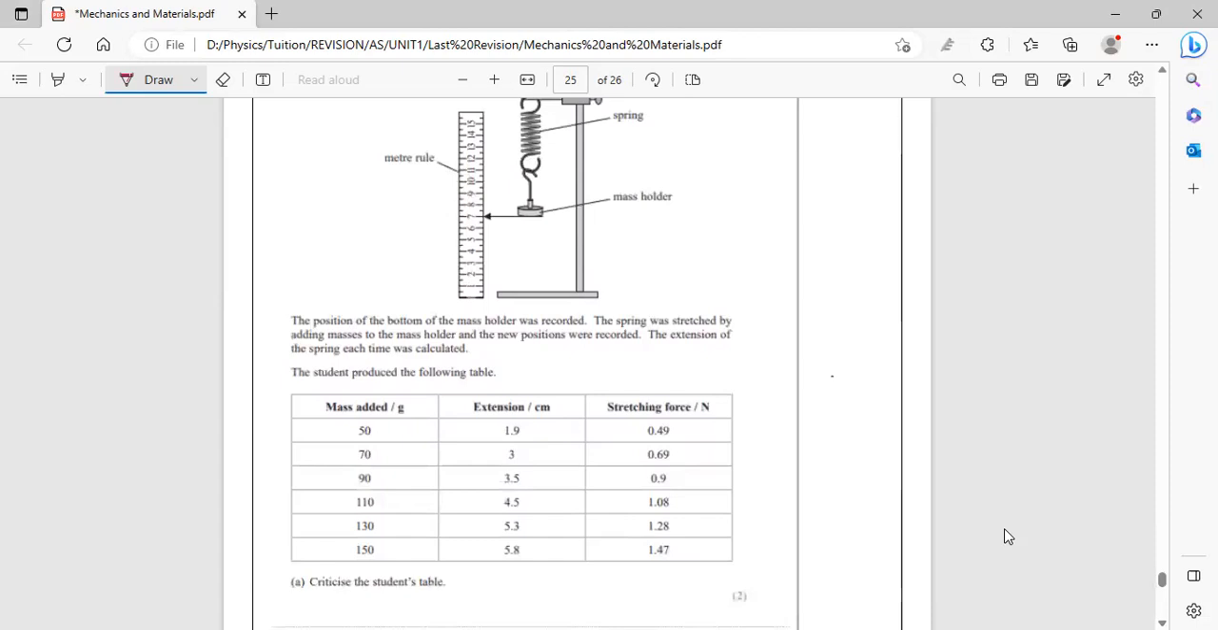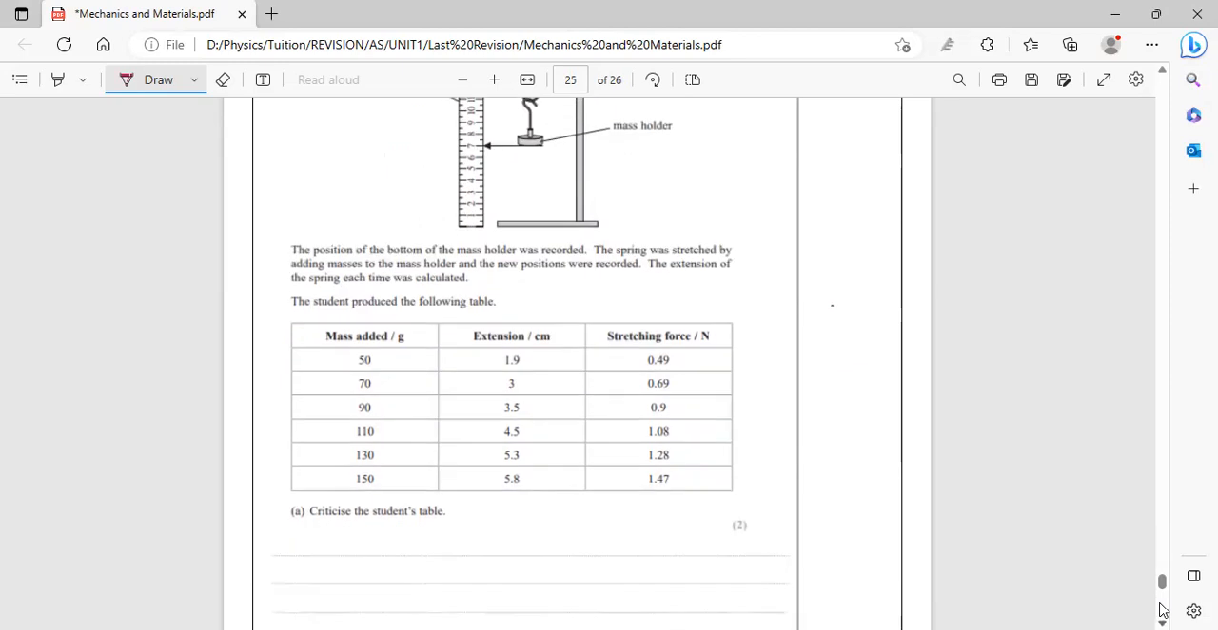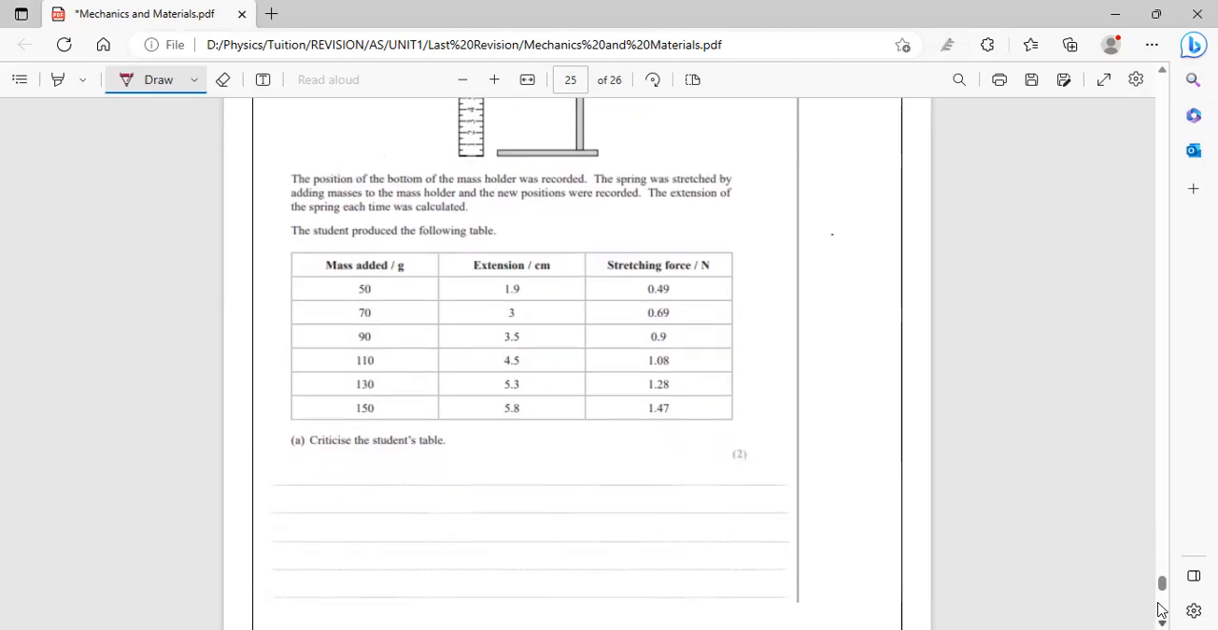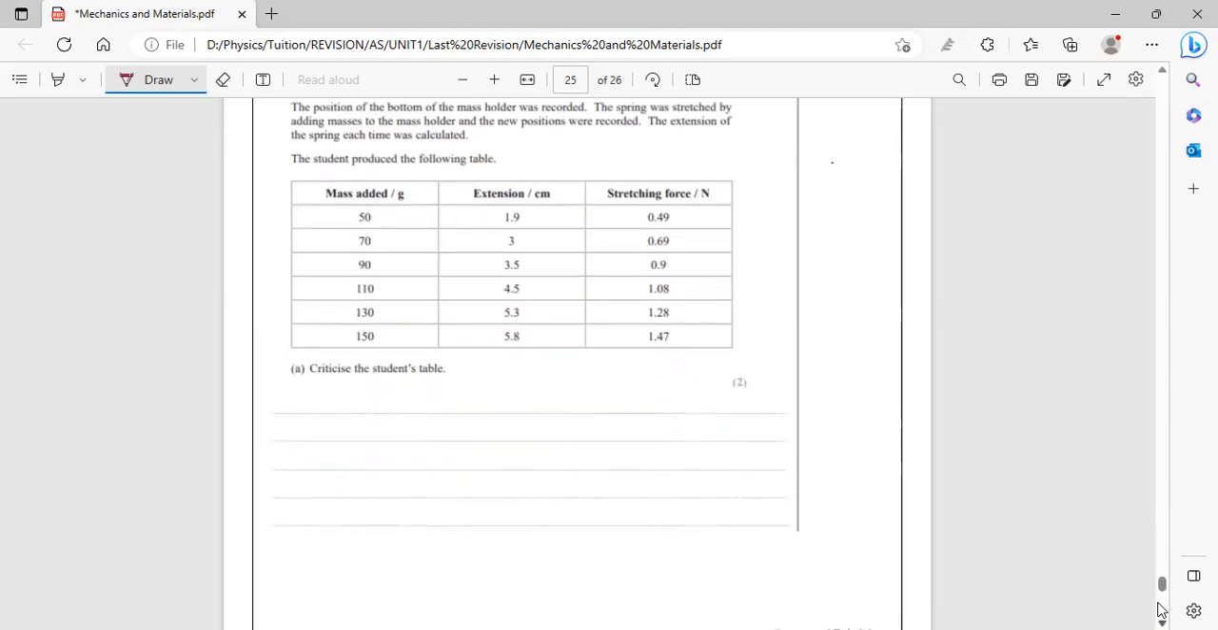Right. In this experiment about Hooke's law, we have been given the force and the extension as mass as well. Criticize the results. In the table, significant figures are different, and no repeats are shown. This is a very common repeated question in the Unit 3 paper.